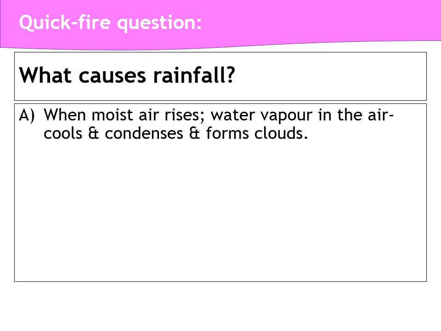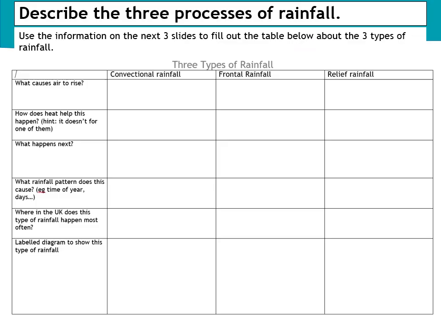Okay, moving on. So when moist air rises, water vapour in the air cools and condenses to form clouds. If you had something like that, that's absolutely perfect. Things like air rising, water vapour cooling, condensing, forming clouds. If you put gravity and precipitation, that's perfect as well.